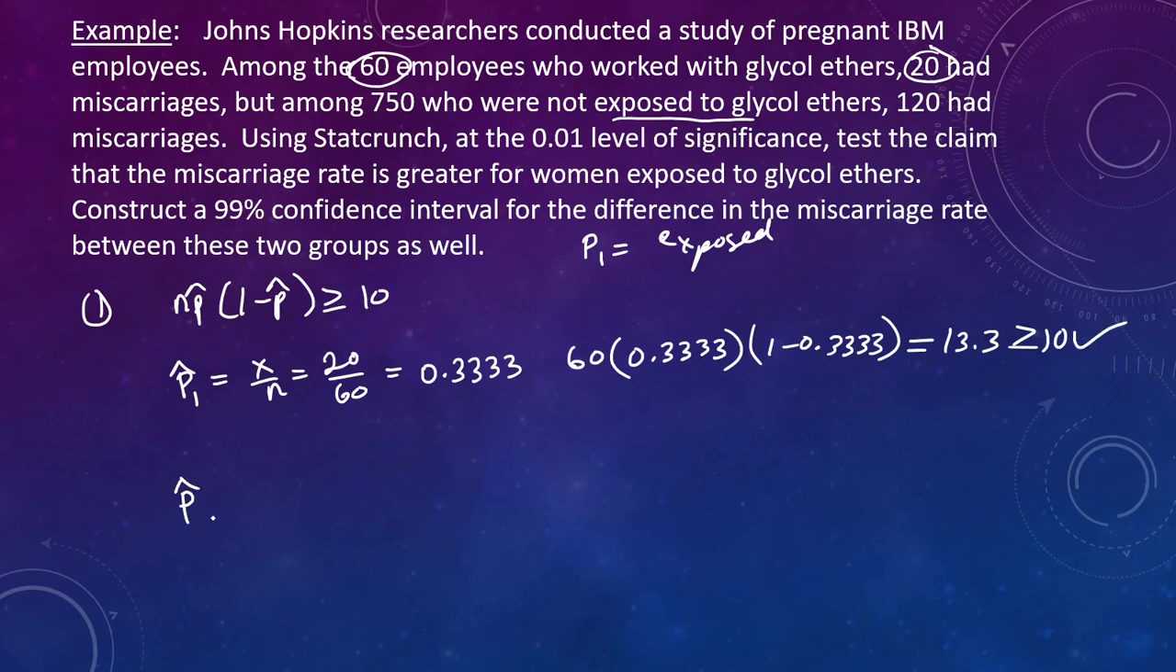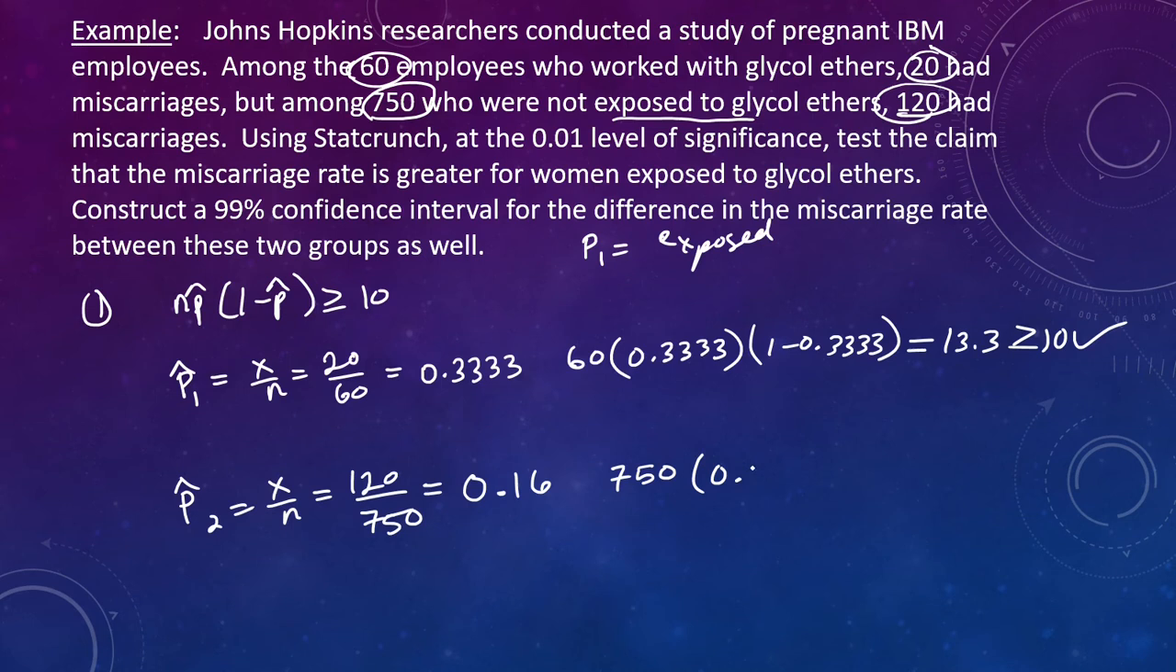For the second group, we'll check x over n, the number of successes over the sample size. In this case, we have 120 out of 750, and that reduces to 0.16. So we can plug it into the formula now. The sample size is 750, times 0.16 times 1 minus 0.16, and this gives us 100.8, and that's clearly greater than or equal to 10, so the first condition is met.